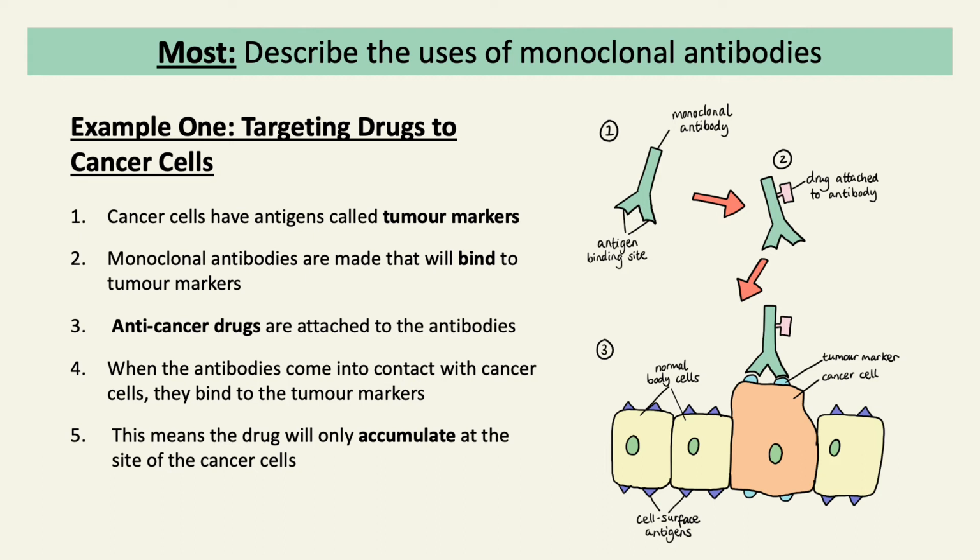Now we're going to look at some uses of monoclonal antibodies. The first use is to target drugs to cancer cells. Cancer cells have specific antigens on their surface called tumour markers. Monoclonal antibodies are produced that bind to these. Anti-cancer drugs can be attached to the monoclonal antibody. This enables the drugs to be specifically targeted to cancer cells. This is really important because cancer drugs have lots of side effects, so we don't want them to accumulate in other areas of the body.